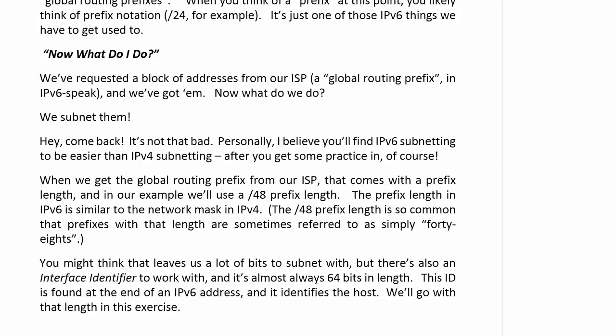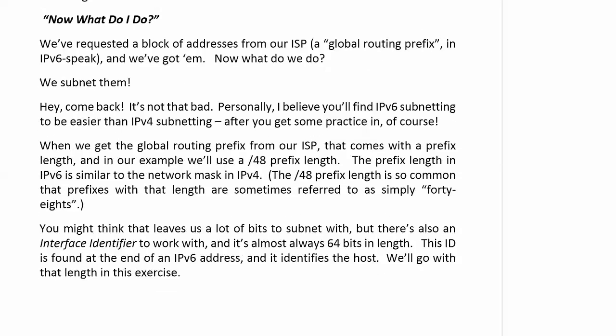They're called 48s. Now, you might think we've got 128 bits, and here we've got a 48-bit prefix, so that's a lot of bits left over for subnetting. But there's also an interface identifier to work with. We're going to go over those when we're doing some labs soon, and you'll see them come into play. The interface identifier is found at the end of an IP version 6 address, and it identifies the host. It is almost always 64 bits in length because that just makes life easier for everybody with subnetting. And we're going to go with that length in this particular exercise.